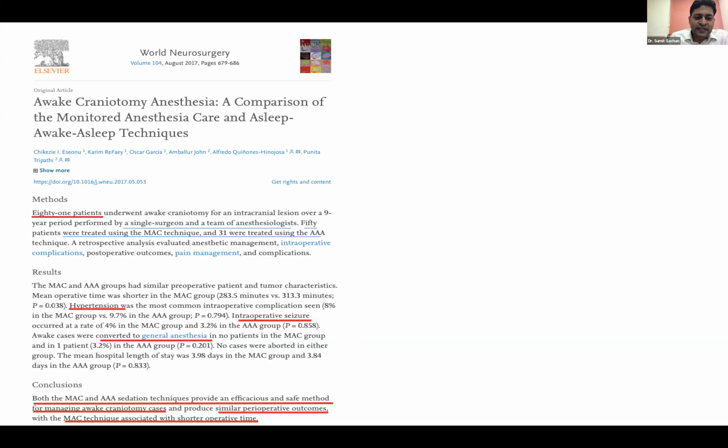The authors mainly evaluated the intraoperative complications, post-op outcomes, pain management, and complications, and they concluded that both MAC as well as the asleep-awake-asleep techniques for sedation are equally efficacious and safe methods for managing awake craniotomies. However, in those patients where the MAC technique was used, there was a relatively shorter duration of operative time.